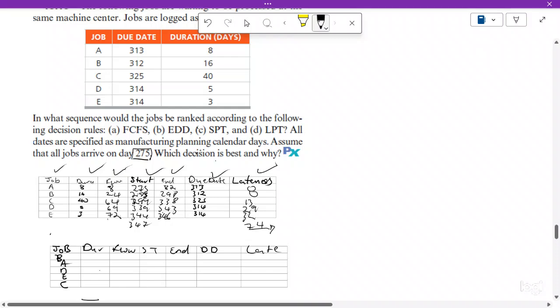You need to find the flow, you need to find the duration. Duration is that. Then with this data, obviously they will want us to compare which one is the best, okay?